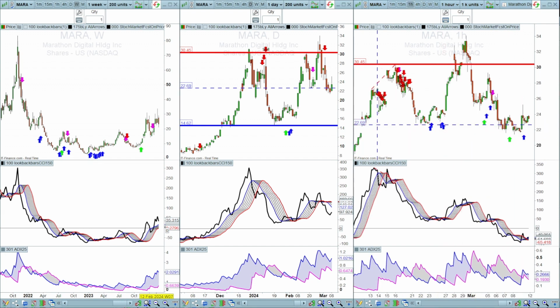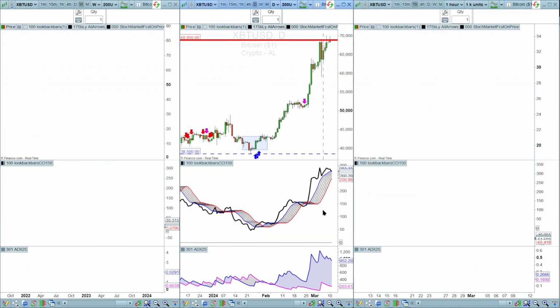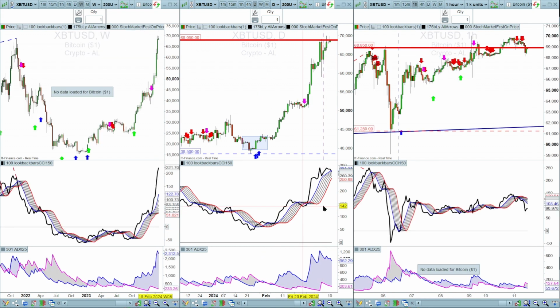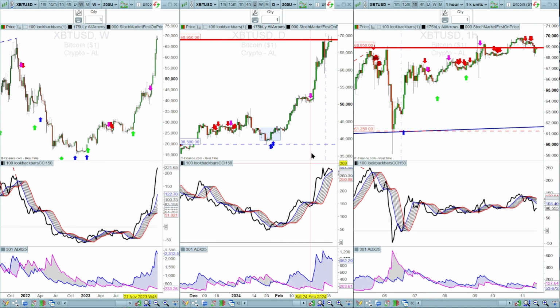Let me go back to Bitcoin for a moment. And eventually, when the chart builds, there you go. I'm just trying to show you any other divergence. There was no other divergence back here.